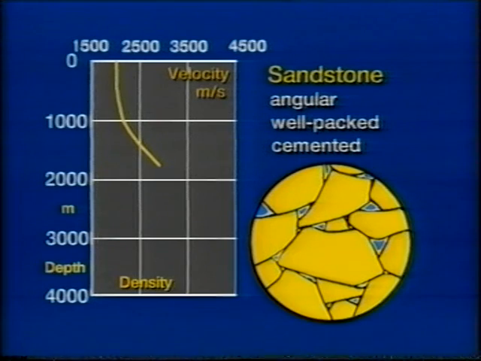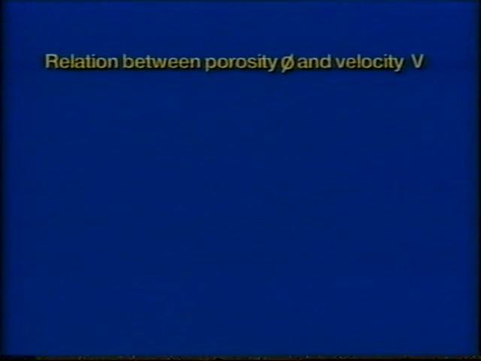But once this cement is in place and the sandstone is consolidated, it becomes more and more like the dune sandstone. And further changes in velocity follow quite closely the changes in porosity. Indeed, in this situation, the consolidated sandstone, typically of porosity 20% or less, we find a clear relation between porosity and velocity.